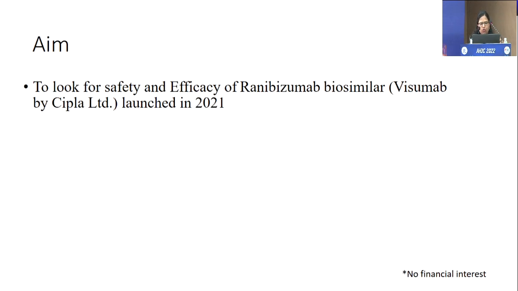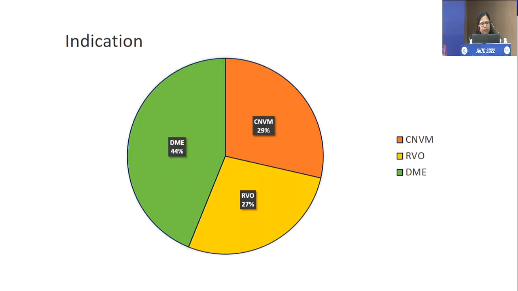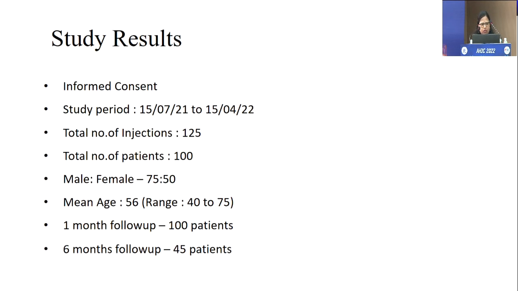So the newer anti-VEGF biosimilars have been making rounds in the Indian market, and we all know that the data for razumab has been there for 5 years. For the recently launched newer biosimilar by siplapizumab, we have done a study, and there is no financial disclosure. We gave vizumab in cases of diabetic macular edema, CNVMs, and retinal vein occlusions.